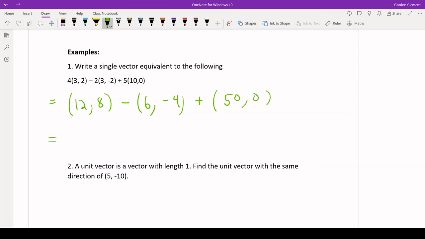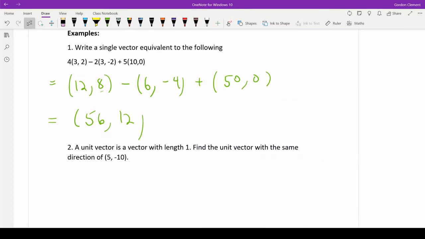And then we can just do the operations with the x's first. So 12 take away 6 is 6, and then add 50, we get 56. 8 take away negative 4 is 12, and then add 0. So we should get the vector 56, 12 as a single vector equivalent to that expression.